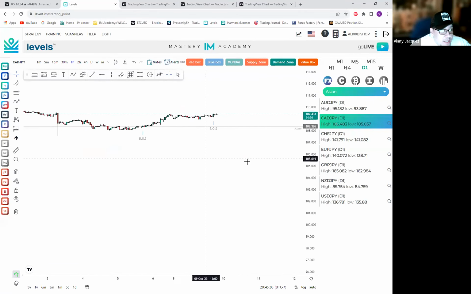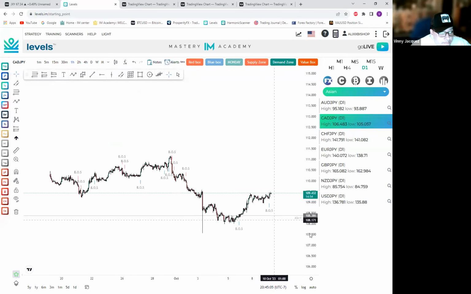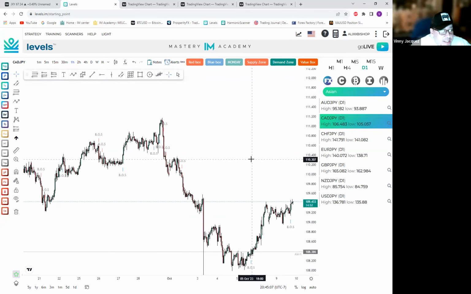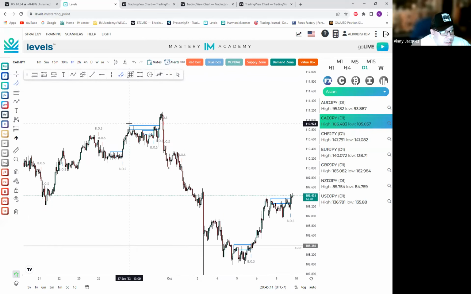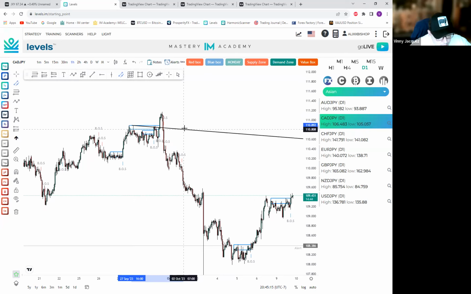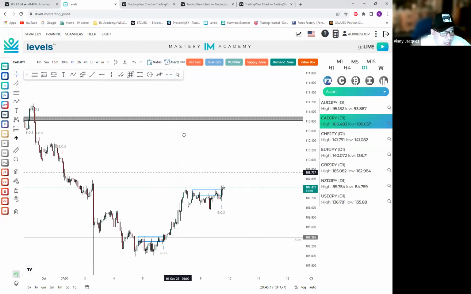Nah, that thing looks clean though. Oh, that's a lot of liquidity to the downside too. Sheesh. Oh, this is just screaming smack me. Look at that. I like it a lot.